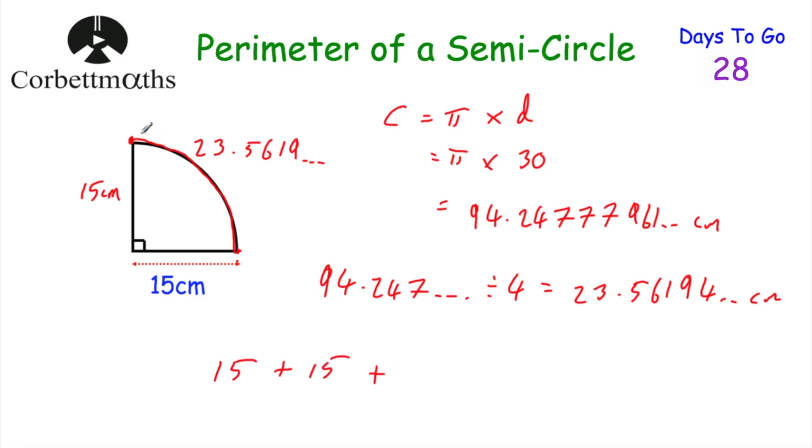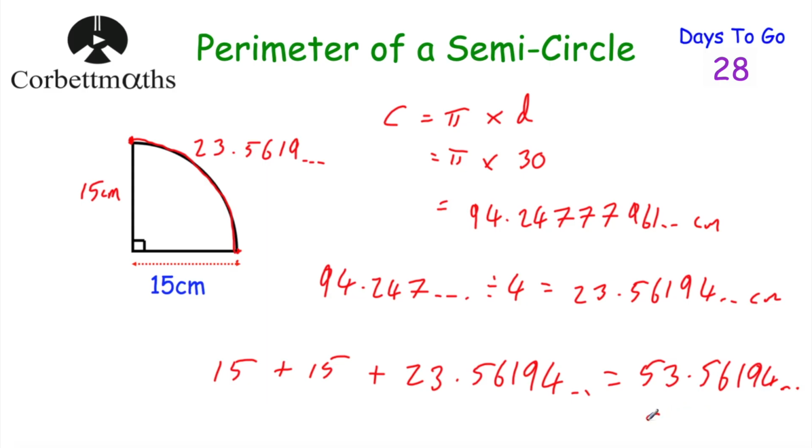So that's the length of the arc, and that's fantastic because now we can do 15 plus 15, plus the length of the arc, and that'll give us the perimeter of the quarter circle. So 23.56194 and so on, and we get that's equal to 53.56194 and so on centimeters. And if we're asked to give our answer to 2 decimal places, it would be 53.56 centimeters, and that's it. So that's the perimeter of that quarter circle.